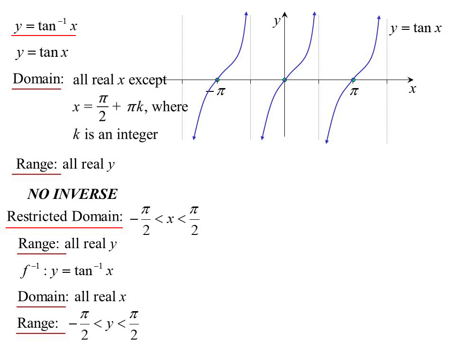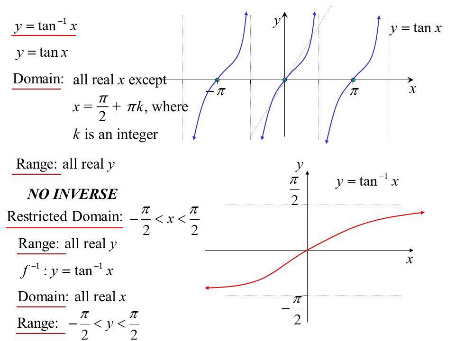Swap them over. So now my domain's all real x. My range is in between -π/2 and π/2. Reflect that one through y equals x. And we will end up with a tan curve, but now it's going along the y-axis rather than the x-axis. So there's our three basic inverse trig graphs.